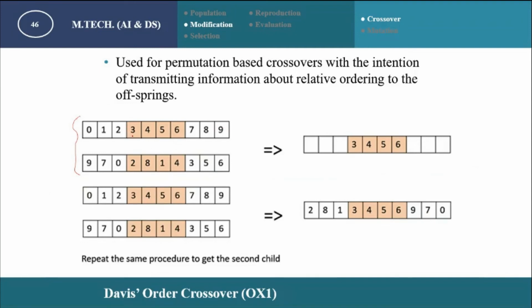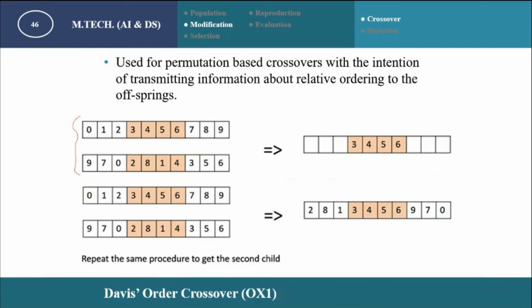In this permutation representation, we first select a specific schemata from specific positions from both the parents, like 3, 4, 5 and 6. So this position is fixed for the first one. 3, 4, 5, 6 is fixed here. Then we start inserting the remaining elements, in the order they appear in the second chromosome.